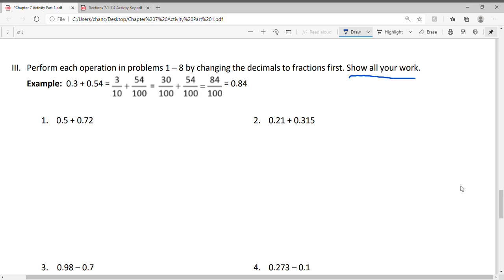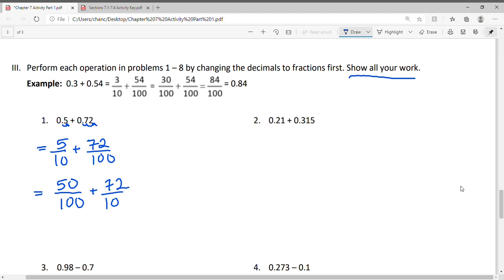In question 1, I can write 0.5 as 5 over 10, and 0.72 can be rewritten as 72 over 100. Again, I can figure out how many zeros I need by looking at the decimal places. And we can multiply the top and bottom of the left fraction by 10. That's 5 times 10, which is 50 on the top, and 10 times 10 is 100 in the denominator. Since the denominators are the same, we can add the numerators. 50 plus 72 is going to be 122 over 100, and 122 over 100 is equivalent to 1.22.